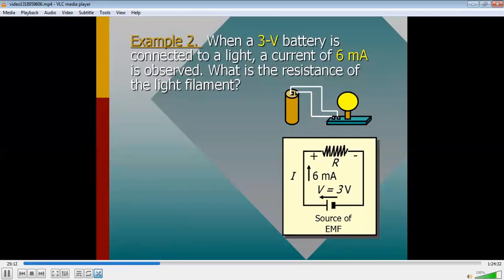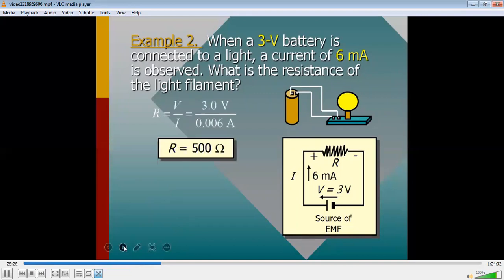So the EMF will be 3 volt, and I equals 6 microampere. And the resistance R we can define as R equals V by I. So we get the resistance equals 500 ohm.